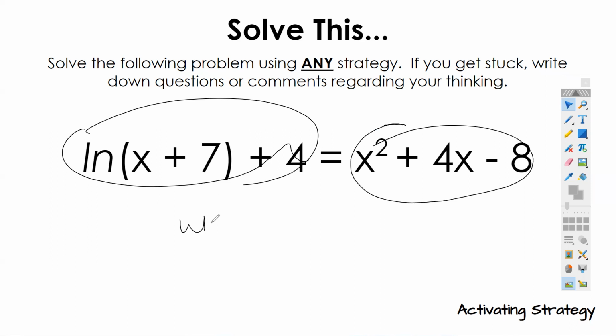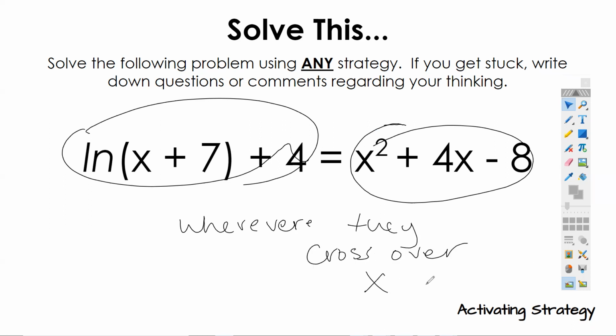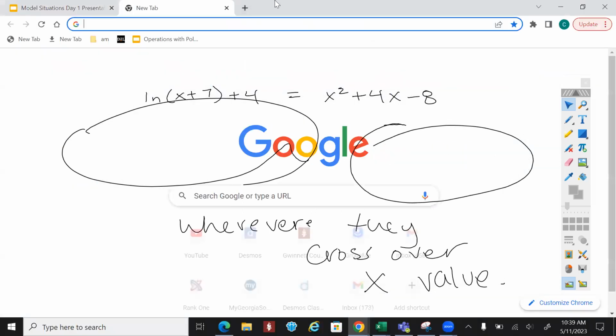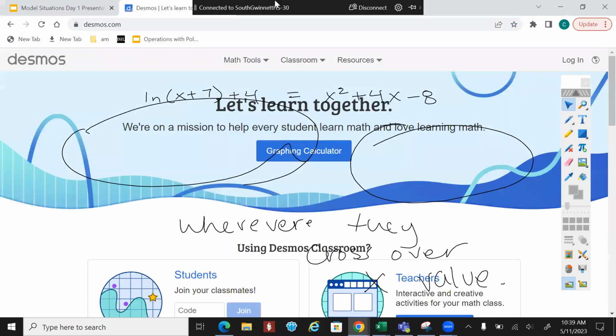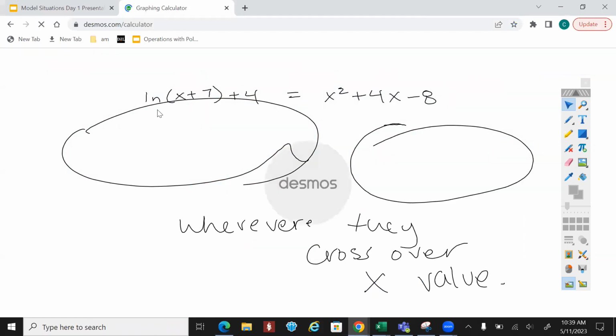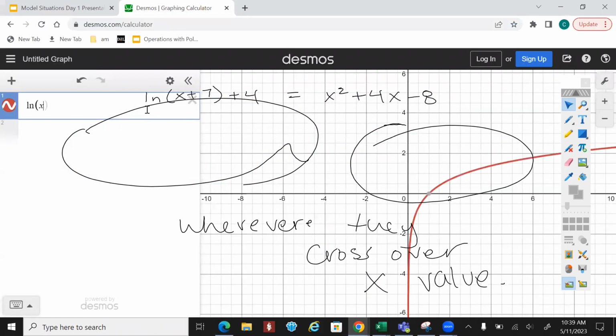Okay, so wherever they cross over, whatever the x value is, that's going to be it. So I'm going to show you the example of this. It's two separate lines, and where they cross over each other, that is what our answer is going to be. So when we go into Desmos, no, not x-axis, x value where they cross over. Yeah. Okay.